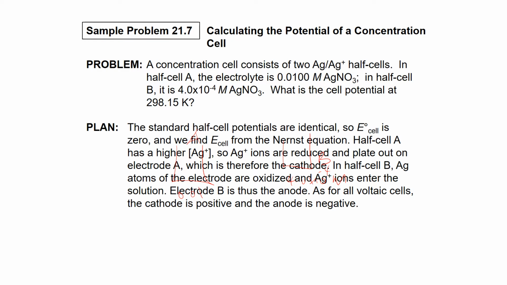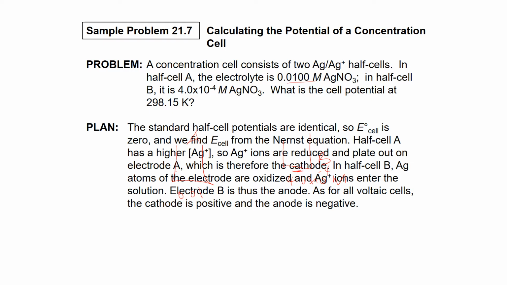The standard half cell potentials are identical, so the E0 cell is 0, and we find E cell from the Nernst equation. The E0 cell is 0 already, but for the E cell we need to determine it from the Nernst equation. The half cell A has a higher concentration, so the silver ions are reduced and plated out on electrode A, which is therefore the cathode.